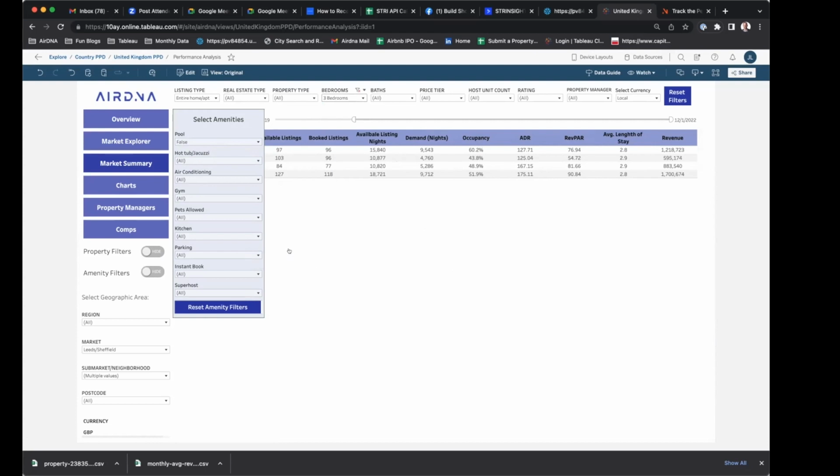So just a quick question. When it comes to average length of stay, is there an option there to filter out those that are maybe looking for medium-term rentals, 30-day stays, etc.? Is that an option to get a fair indication of those types of prices?